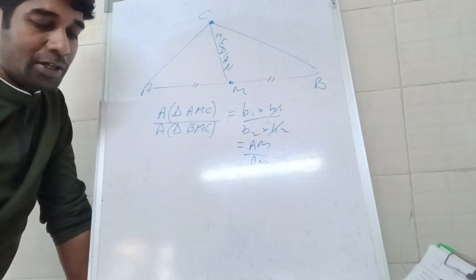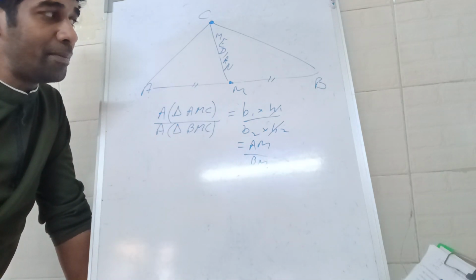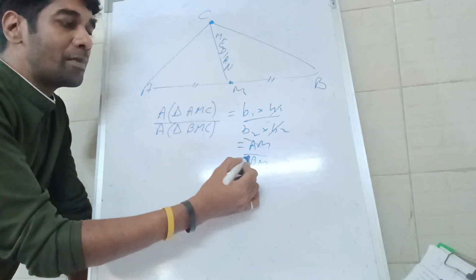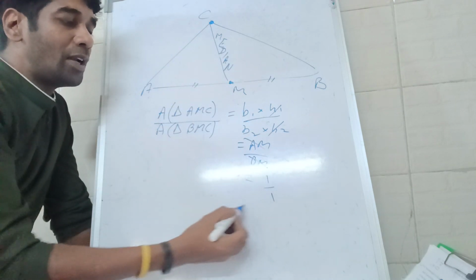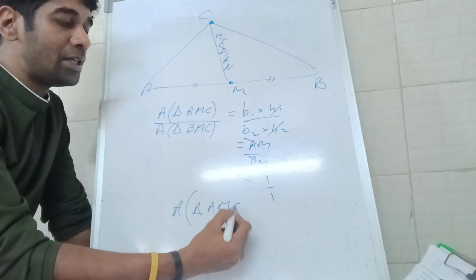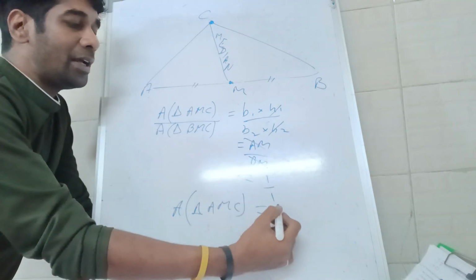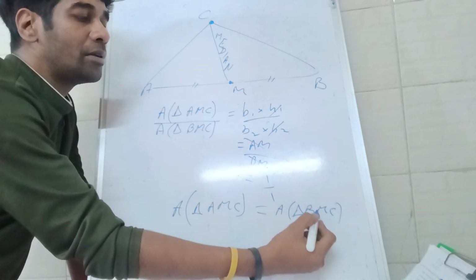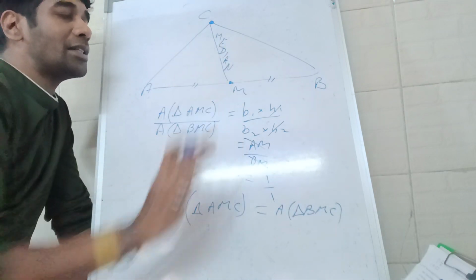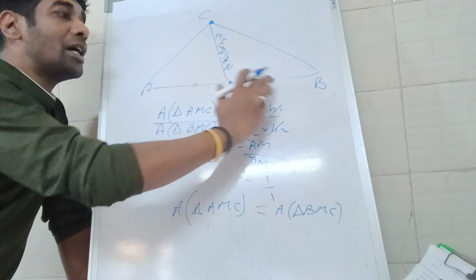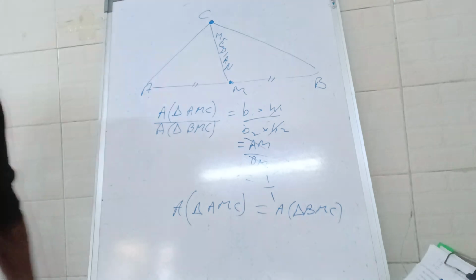So the answer will be AM upon BM, but AM upon BM, since this is a median, will get cut, 1 upon 1. Therefore finally I'll get area of triangle AMC is equal to, cross multiply, area of triangle BMC. These two triangles' areas are equal because their heights are the same and their bases are congruent.